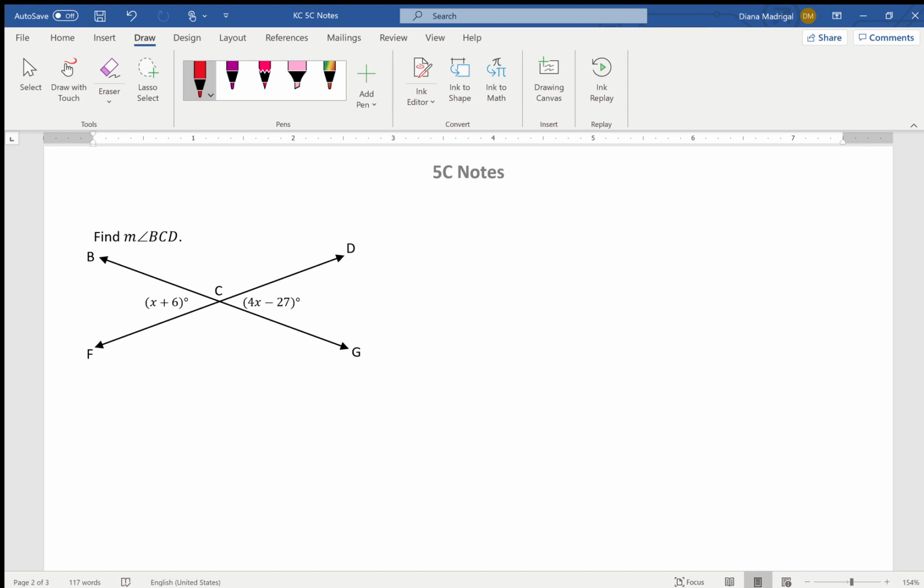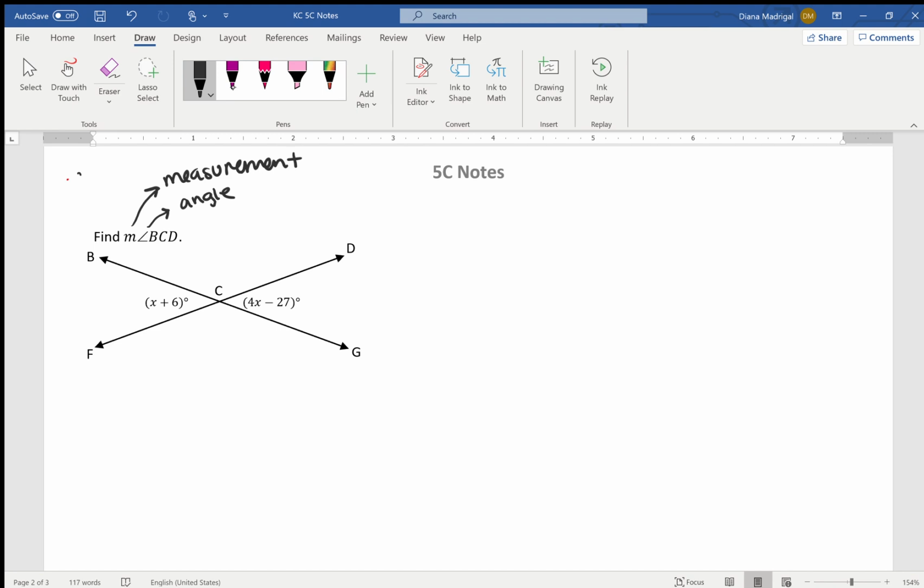Here we go. All right, in order for me to solve this problem, I need to remember what I have learned so far, okay? And let me find how to read this question, okay? Because a lot of you guys might not know how to read this question. The question is asking to find M, and it has a little angle sign. So M means measurement. This little symbol means angle.